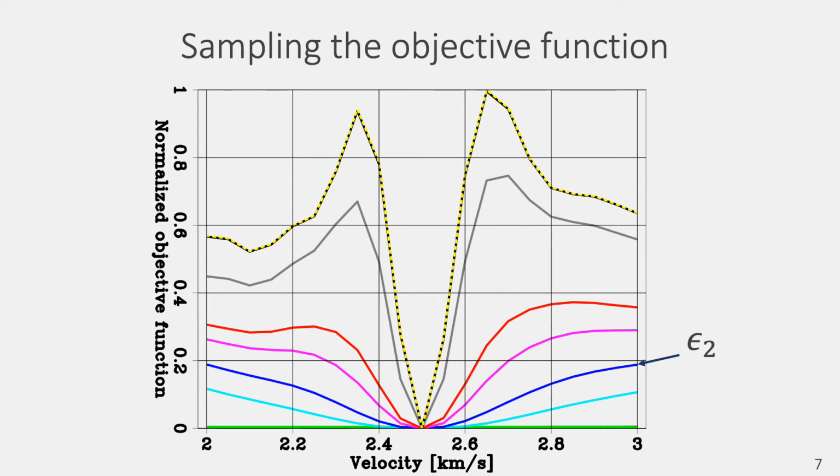Let's examine the curve computed for epsilon 2 more carefully. For this epsilon value, the FWIME objective function is now free of local minima, at least for the range of velocity values we sampled. However, by looking at the shape of the curve, we did widen the basin of attraction centered around the global minimum, but probably at a price of a slower convergence rate.